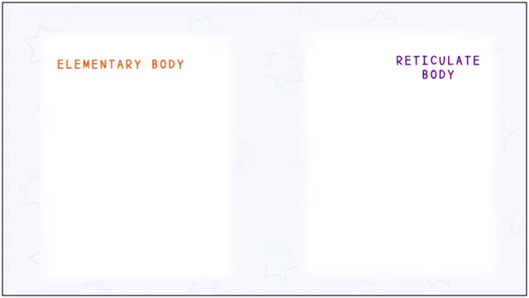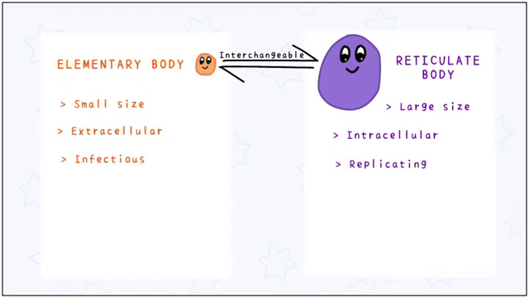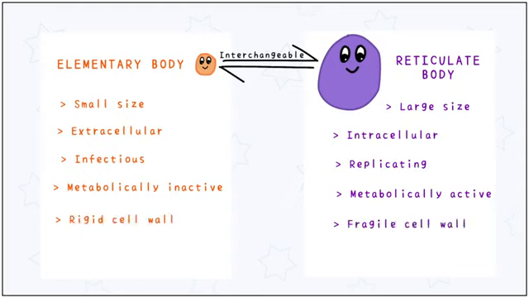Elementary body is small in size as compared to the larger reticular body. Elementary body exists extracellularly and is the infective form of the organism. Reticular body is found intracellularly and is the replicating form. To replicate, the reticular body naturally has to be metabolically active, while the elementary body is metabolically inactive. Since the reticular body exists intracellularly, it has a fragile cell wall, while the elementary body has a rigid cell wall, so it can survive until it finds another host cell to infect.